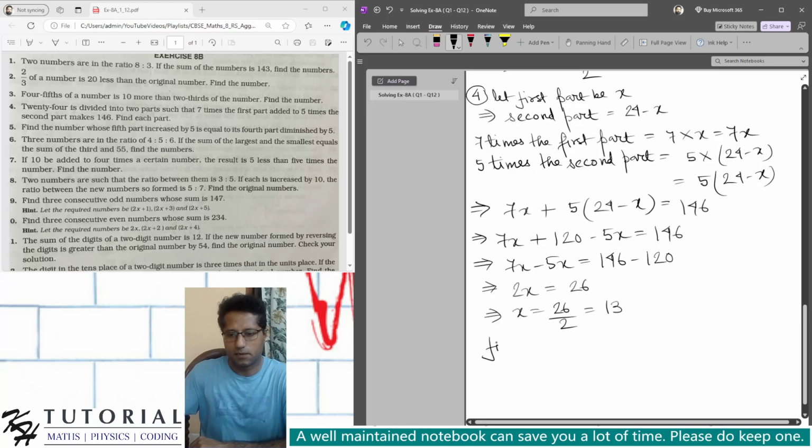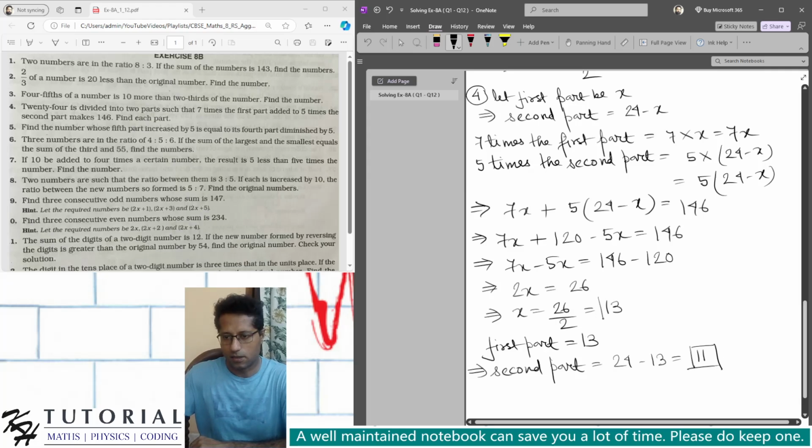So first part is equal to 13. This implies the second part is equal to, the total was 24, so the second part will be 24 minus 13, which is equal to 11. So 13 and 11 are the two parts. The first part you can consider as 13 and the second part as 11.